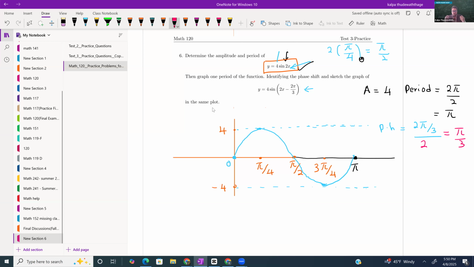So you take the blue graph, 5 over 3 to the left, sorry, right, because you have minus here. If you have plus, you shift the original graph to the left. If you have minus, you shift the graph to the right by this amount, pi over 3. Pi over 3 is more than this, right? So you have to be a little careful because this is like 45, so this is like 60 degrees.